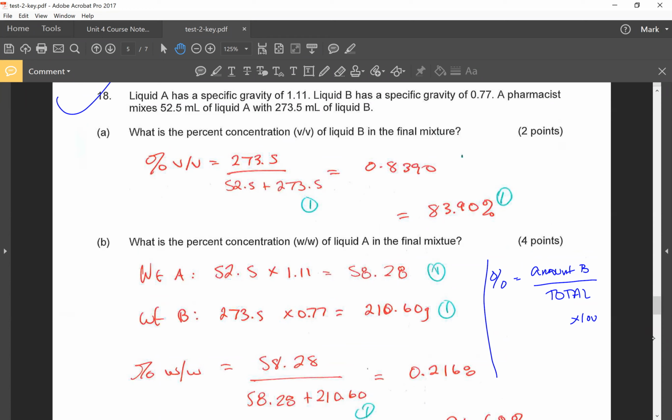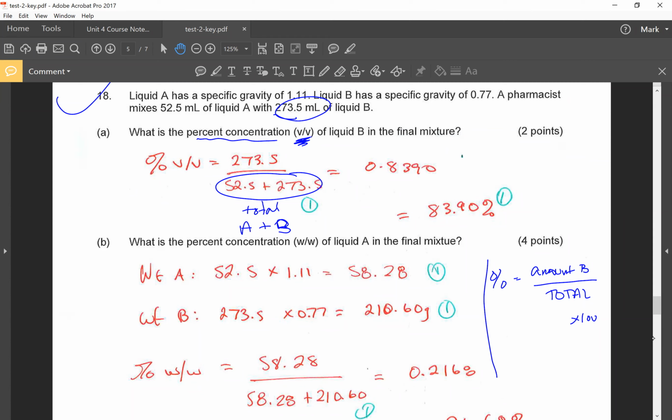So why am I putting the amount of B on top? Well, it says, what is the percent concentration, volume of liquid B? So I'm looking for the percent of B. So the amount of B goes on top in the final mixture, so over the total volume. So all you had to do for question A was take the amount of B and divide it by the total, A plus B. I didn't need to do anything with those numbers.